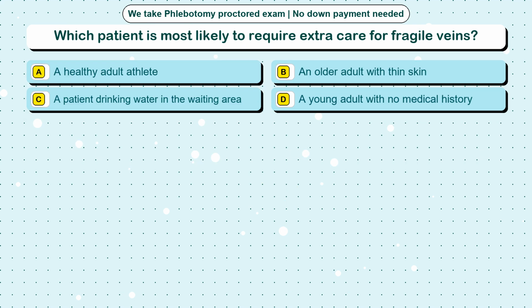Question 14. Which patient is most likely to require extra care for fragile veins? Option A. A healthy adult athlete. Option B. An older adult with thin skin. Option C. A patient drinking water in the waiting area. Option D. A young adult with no medical history.